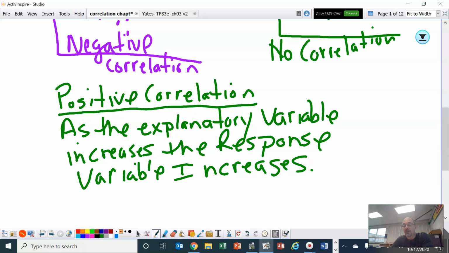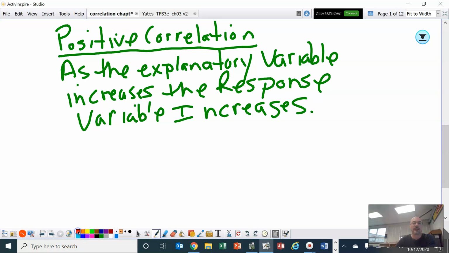Now, I could also say as the explanatory variable decreases, the response variable decreases. So I could go backwards. But remember, positive correlation, they both are doing the same thing. The response and the explanatory do the same thing. As one goes up, the other goes up.